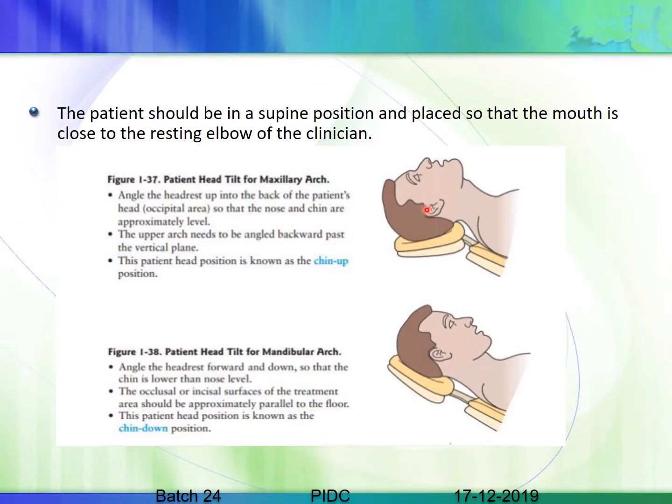The patient should lie in the supine position so that the mouth is close to the resting elbow of the clinician. Here, for the maxillary arch, it is a chin up position where the patient's chin is tilted a little up, and for the mandible, it's a chin down position.